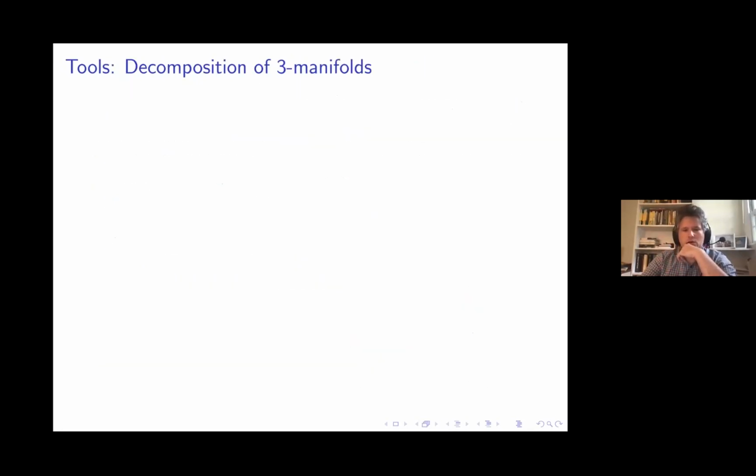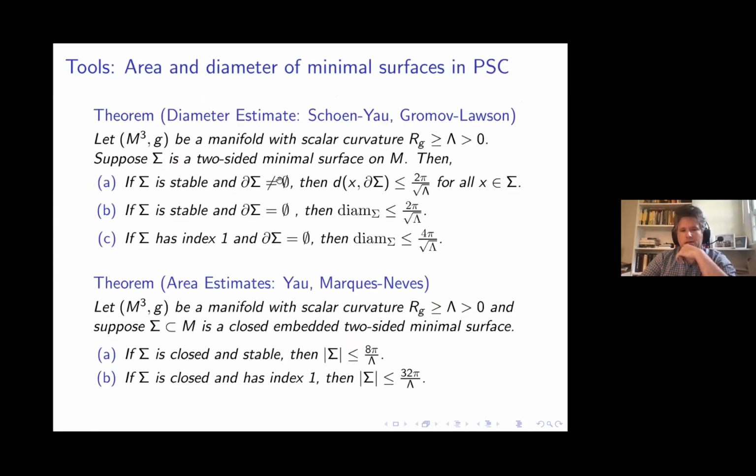So there are 2 results. The boundary is for distance. You can control the distance to the boundary. Oh, all right. But the area is only for closed surfaces. Okay. Right. But in the index 1 with boundary, can you say something about that? Also, what is the problem you are considering in the boundary case?